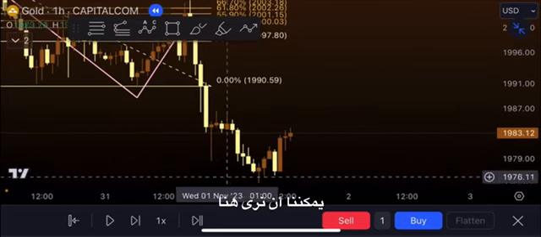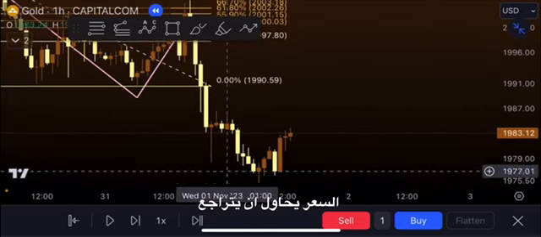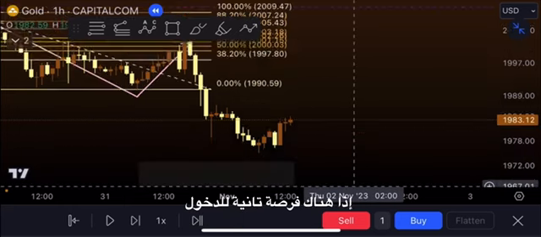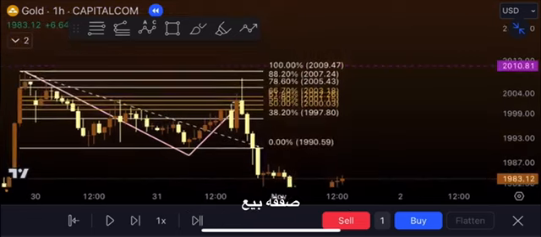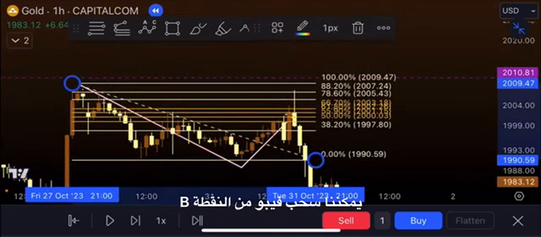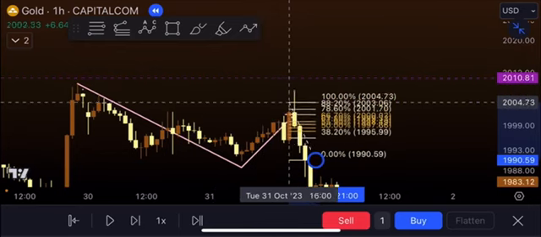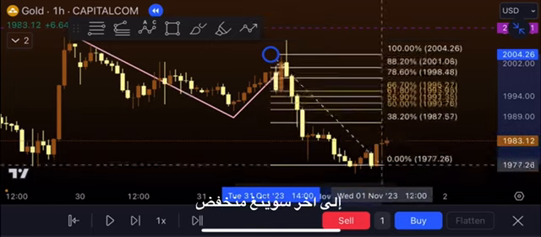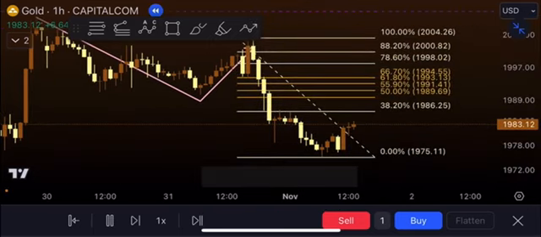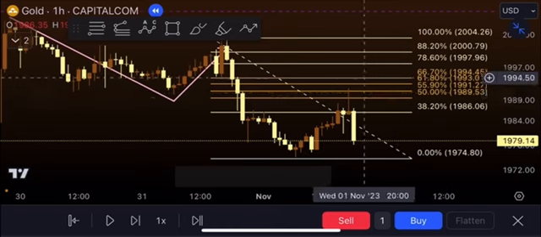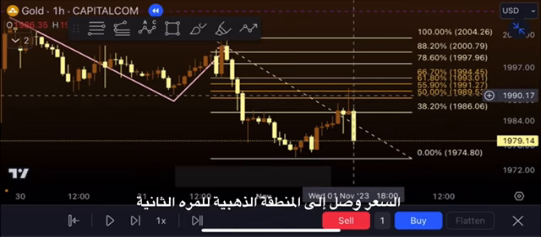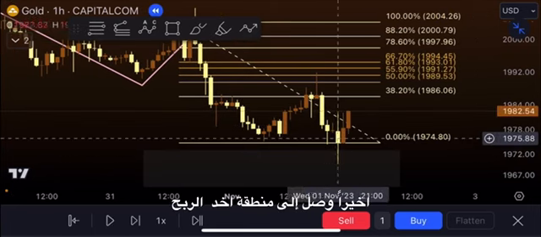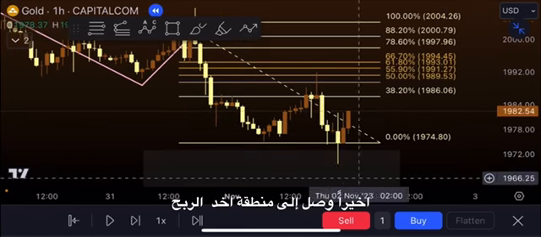We can see here price is trying to pull back, and we can draw FIBO to confirm if there's a second chance for us to enter the sell trade. So we can drag FIBO from point B, this is our point B, to the latest swing low. Price reached our golden zone for the second time, and finally it has reached our take profit area.